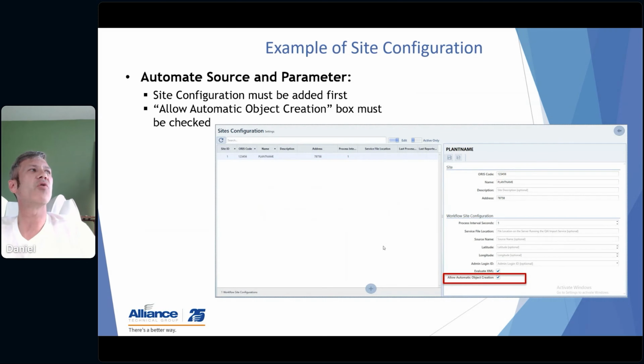So again, you can control that by the allow automatic object creation box. What that does is, when it detects you're importing a file and it sees something that it didn't have before, it's going to automatically create that for you. So you really don't have to go in there and create sites and sources and things like that if you're using the QAI XML file approach.